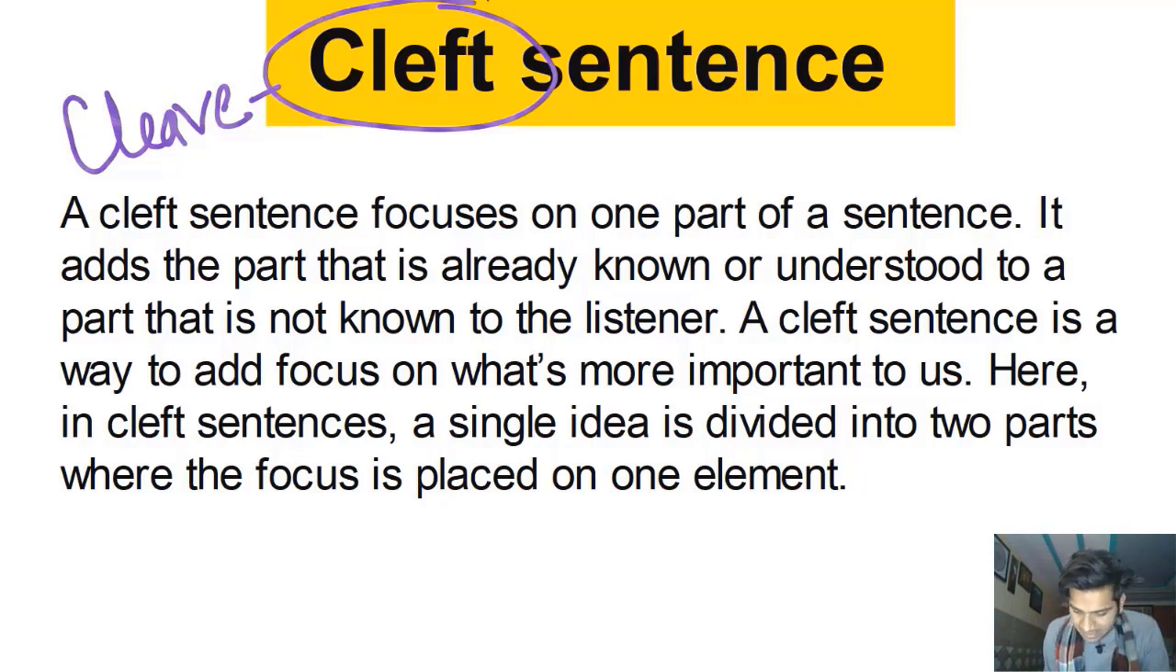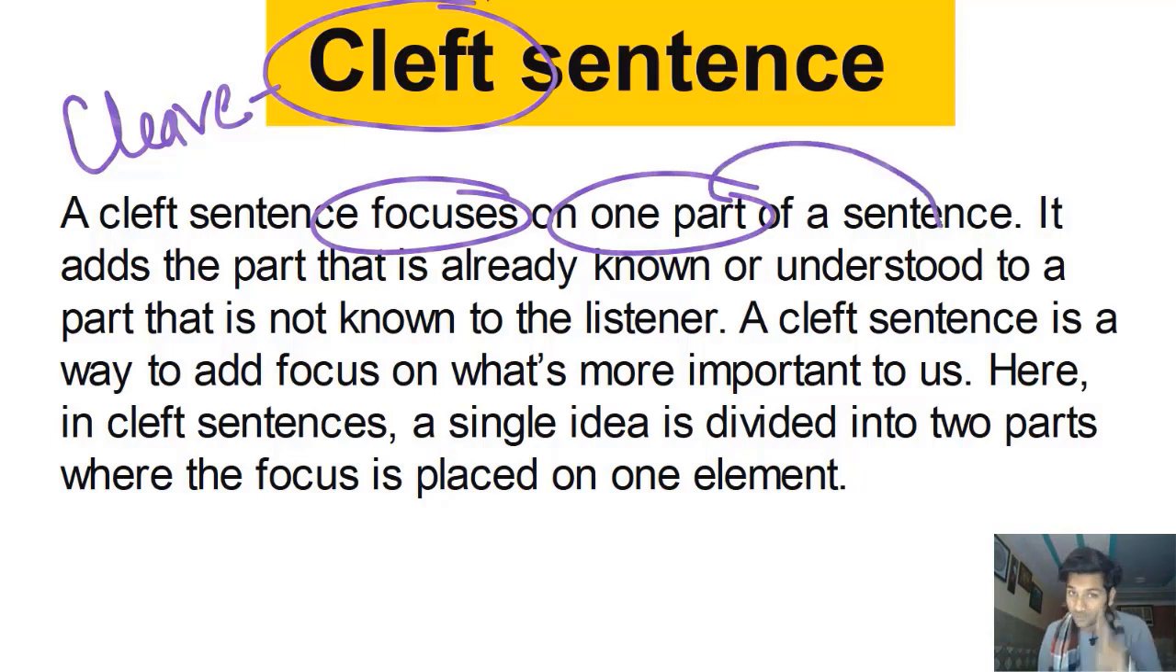So a cleft sentence focuses on one specific part of a sentence. This is a way to add the part that is already known or understood to both the speaker and the listener to what is not known to the speaker. So in a cleft sentence, you have two parts. One that is already understood or known, and the other which the speaker focuses on, which the listener does not know, which is new information to the listener, all right, or the corrected information.